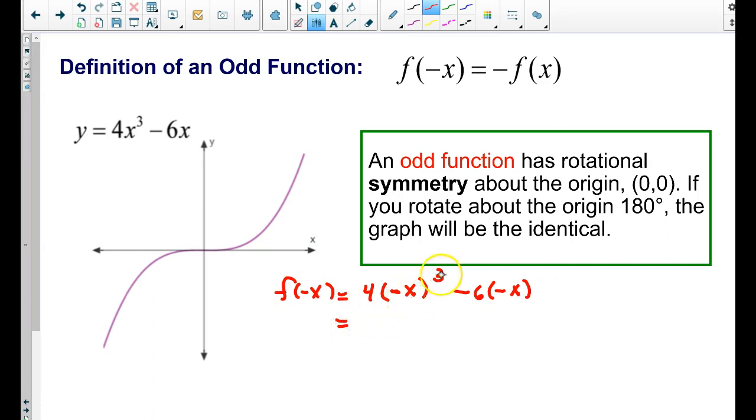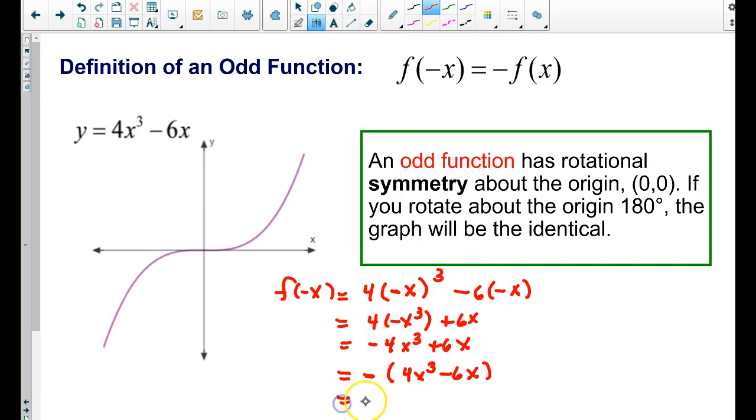So this becomes negative x cubed is negative x cubed. Negative negative is positive 6x. So that's equal to negative 4x cubed plus 6x. But I can factor out a negative sign. So this is the same as the negative of the original function, right? This is the original. Therefore, since f of negative x is equal to negative f of x, we have an odd function.